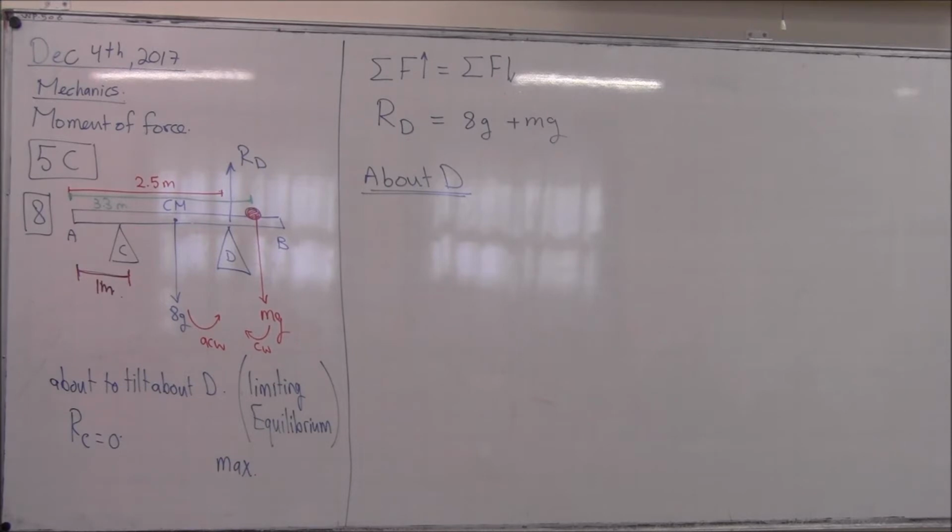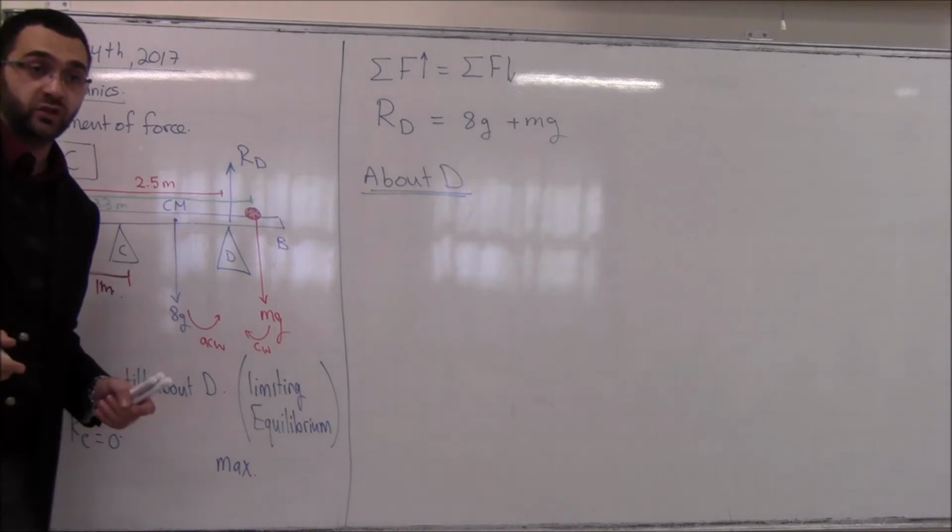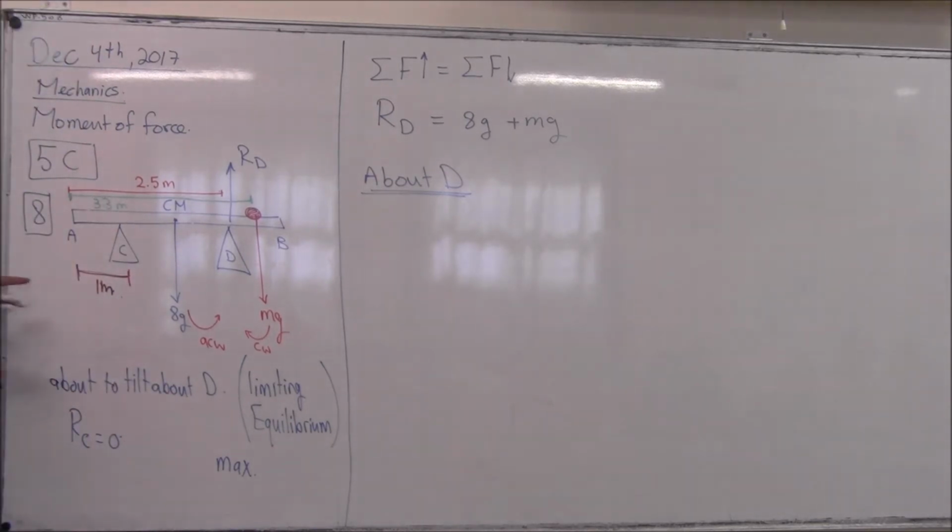You don't need to take moments about the end if the position of the force is unknown. Here the position is known, it is 3.3 meters. Well, you can take moments about the end, no matter, but you will have two equations with two variables, and you have to solve them simultaneously.